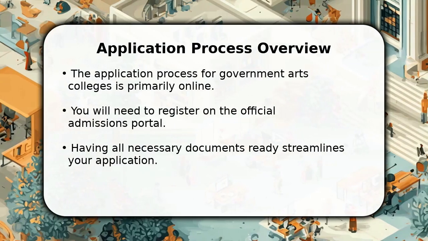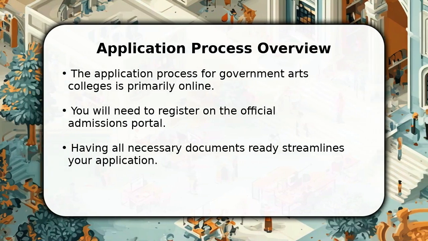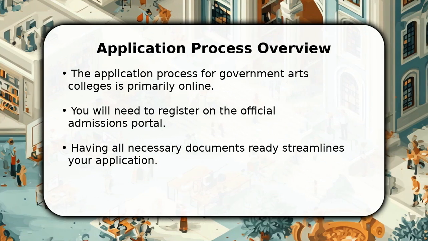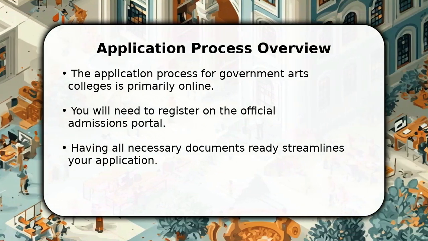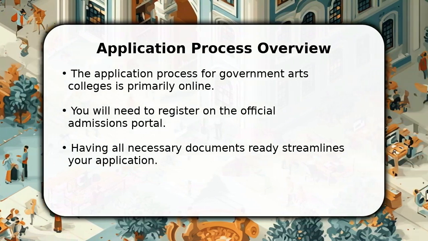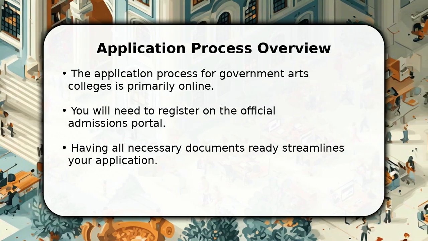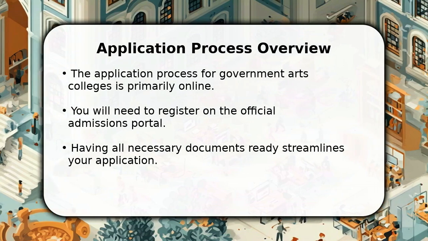In this video, I will explain how to apply for government arts colleges in Tamil Nadu. The first step involves creating an account on the dedicated Tiangasa online admissions portal. This centralized system simplifies the entire application journey for prospective students. Ensure you have a valid email address and mobile number for successful registration, as these are crucial for all future communications.